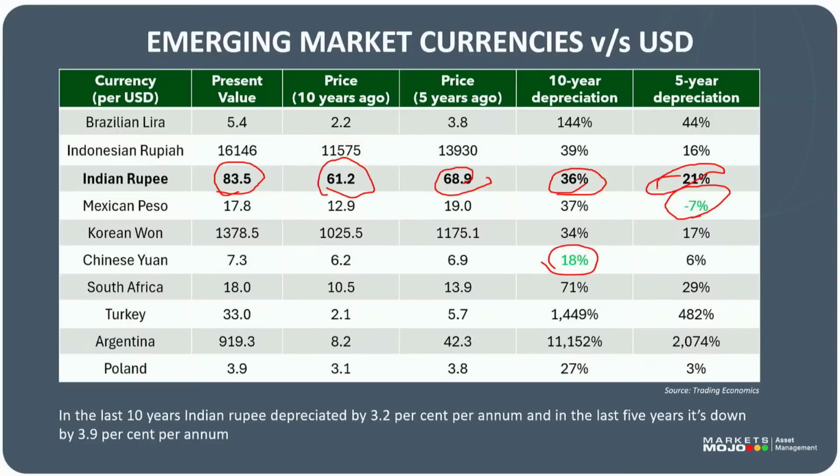Korean won has gone down by 34% while we have gone by 36%, almost similar. Mexican peso also very similar. But if you look at South Africa, 71% in the last 10 years. Turkey has been a disaster because of inflation, 1,400%. If you look at other emerging markets, Argentina, 11,000%. Poland has done better as compared to India, only down by 27%. Last 5 years also only down by 3%. But Indonesian rupiah 39%, Brazilian real 144%. So if you look at BRICS, I think except China, India has done reasonably well.